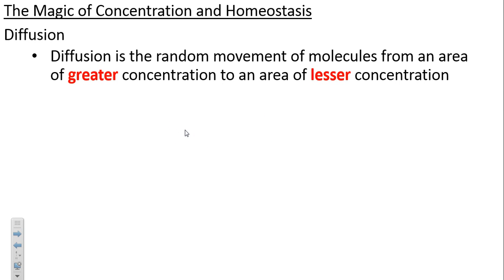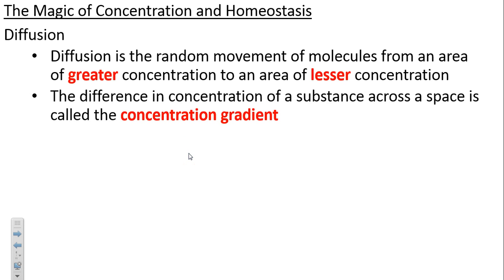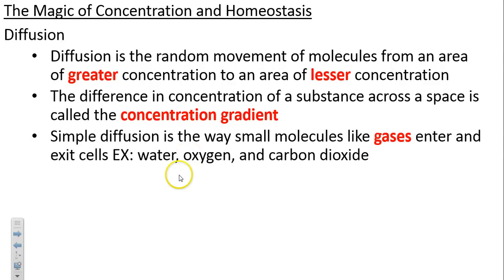Diffusion is the random movement of molecules from an area of high concentration to a low concentration. That difference in concentration usually exists inside cells compared to outside cells, or it could be a difference in the blood compared to in the tissue. The difference in concentration is called a concentration gradient.